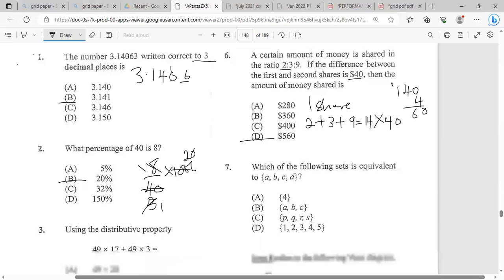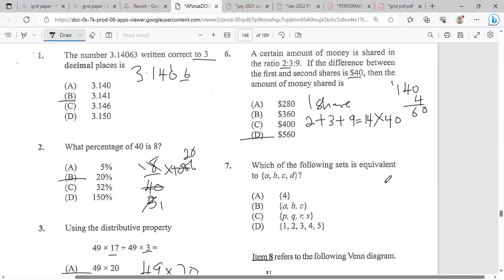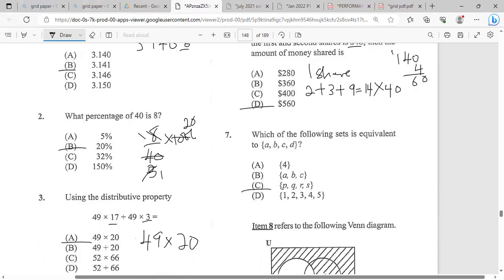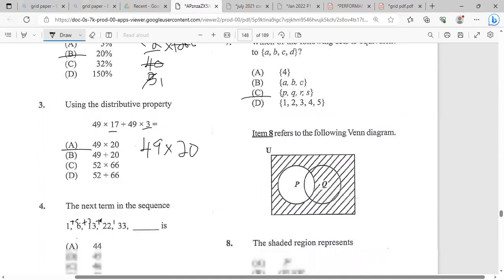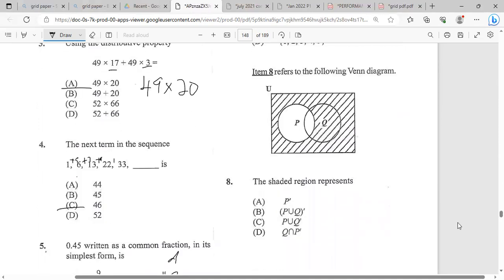This one looks like a repeat. Which of the following sets is equivalent to A, B, C, D? And that would be P, Q, R, S, which has the same number of elements in the set. The shaded region represents all the shaded except for P, so that is P complement or P prime.